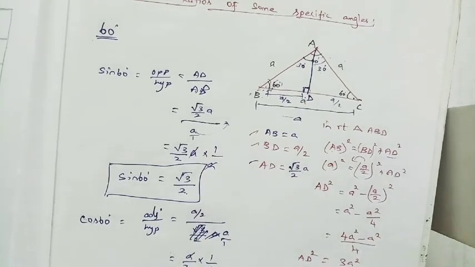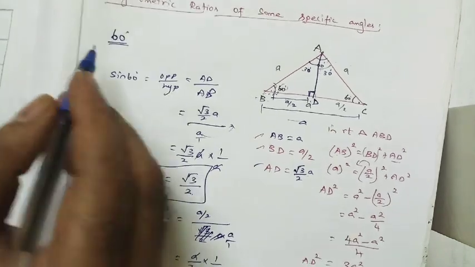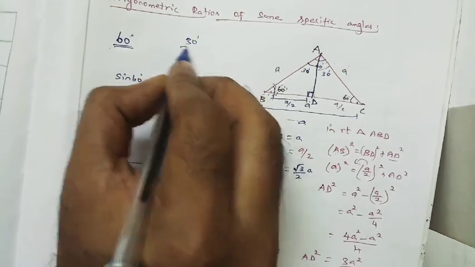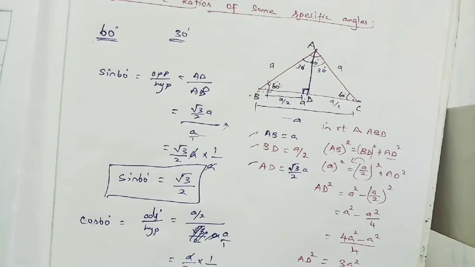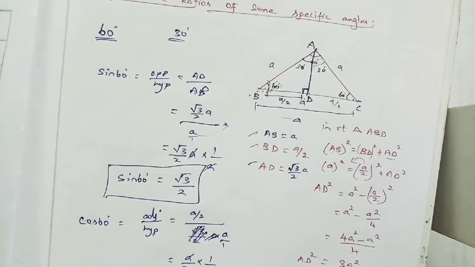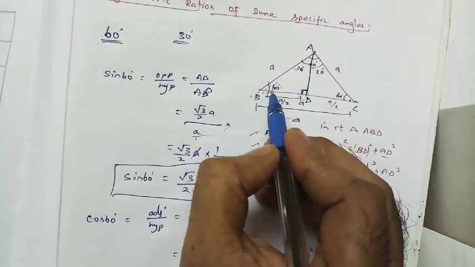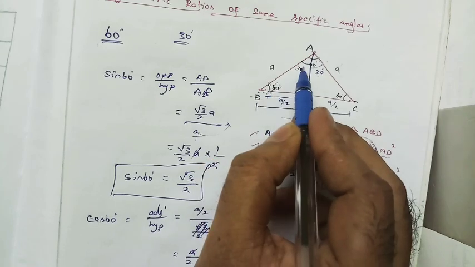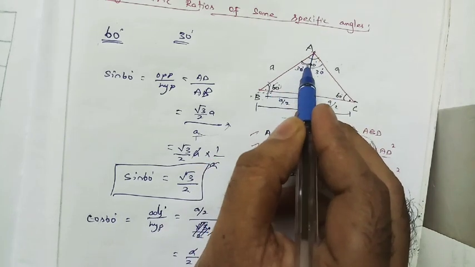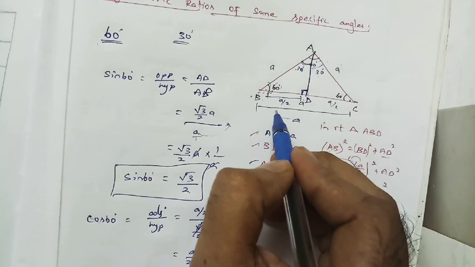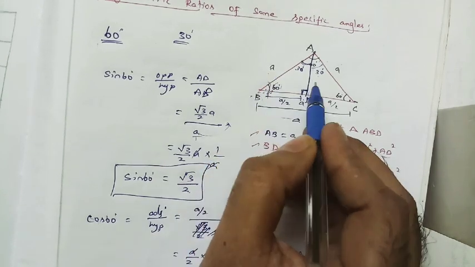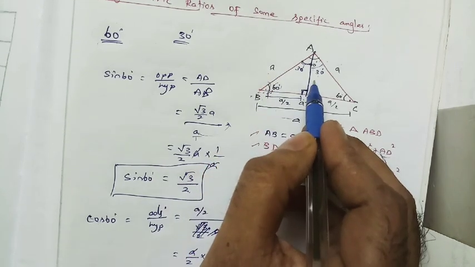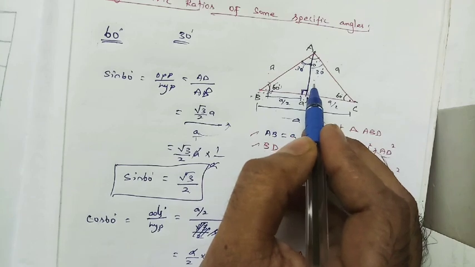Okay, the same thing. If I want to find 30 degree, how? What is needed? The same triangle alone. Instead of 60 degree, which angle do I want to take? I want to take the angle A alone, 30 degree. So now the opposite side is nothing but A by 2, hypotenuse is nothing but A, and adjacent side is nothing but root 3 by 2. Understood? Root 3 by 2, right?